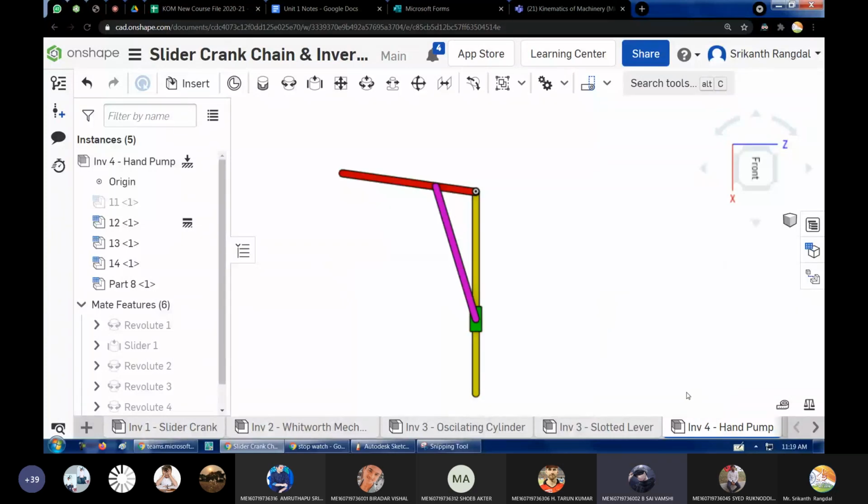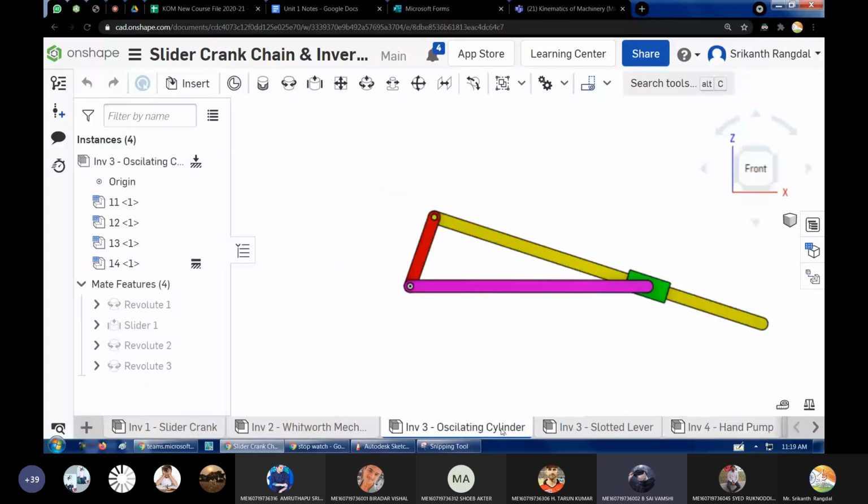Sir, if slotted lever is a quick return mechanism, then oscillating cylinder will also be quick return, since both use the same principle. Yes, it is the same, but here the utility is different.